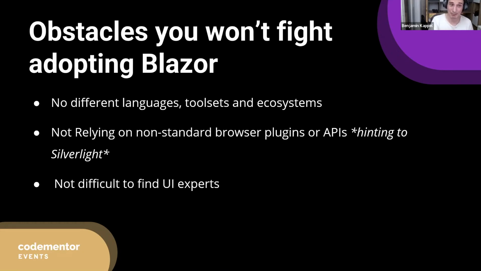Rephrasing what I said before, you don't have to use a different language. You don't have to get used to a different tool set, and you don't have to use a different ecosystem. So it shrinks a bit. Also, are you one of those guys who knows Silverlight? I know some people shudder when they hear this word, but it's not Blazor, which doesn't rely on non-standard browser plugins. With Blazor, eventually it is HTML and CSS. So it's easy to find UI experts, unlike, for instance, Xamarin Forms or WPF, which are very specialized to their platform.